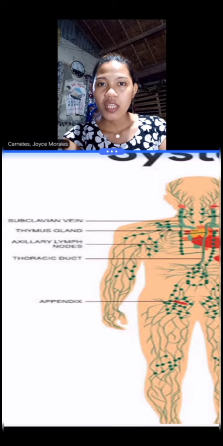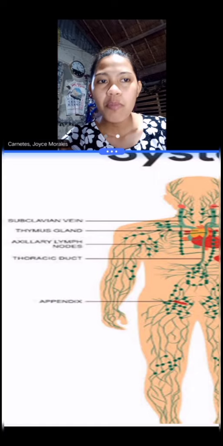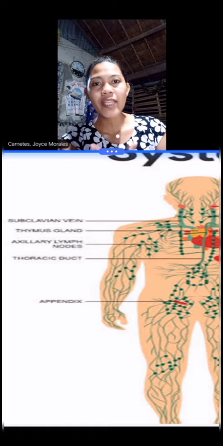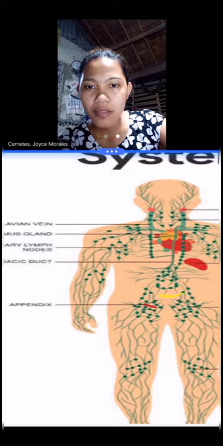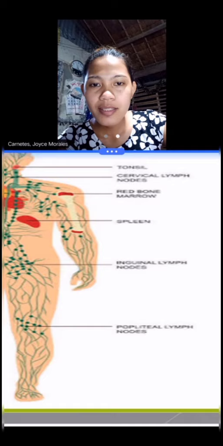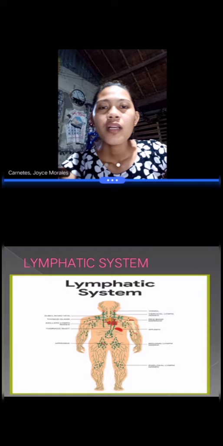Next is the thymus gland. The thymus gland matures a specific type of white blood cells that fight off foreign organisms. We also have here axillary lymph nodes, the cervical lymph node here. Next is the inguinal lymph node, as well as popliteal lymph node. And now, let's talk about the different types of the lymphatic disorder.